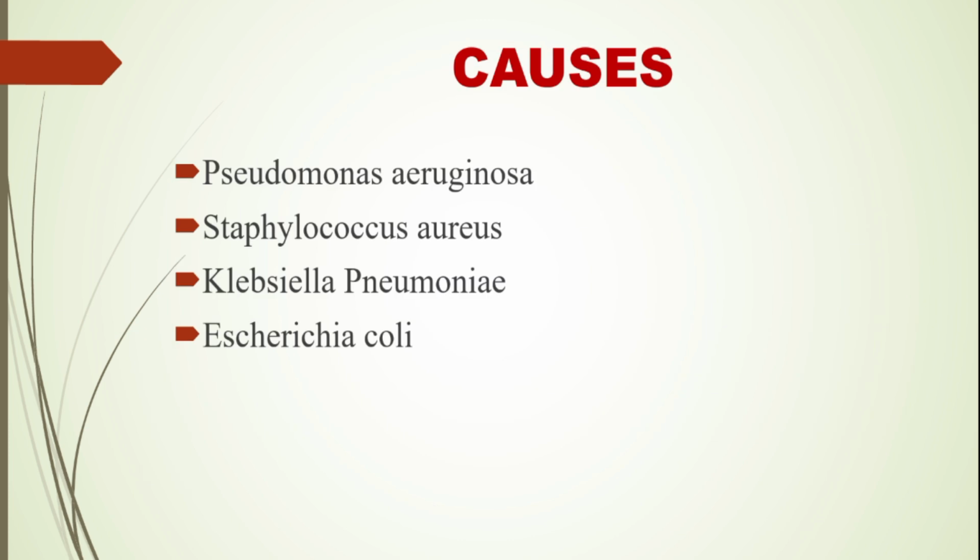So the causes of VAP. VAP is due to lower respiratory tract infection by causative agents. It can be bacteria, or any type of microorganism, that goes to the lower respiratory tract and causes lower respiratory tract infection, and from there VAP develops. The causative agents are Pseudomonas aeruginosa, Staphylococcus aureus, Klebsiella pneumoniae, and Escherichia coli.